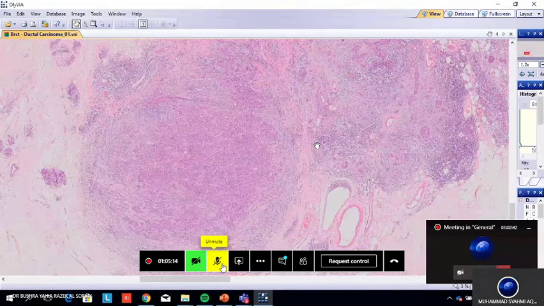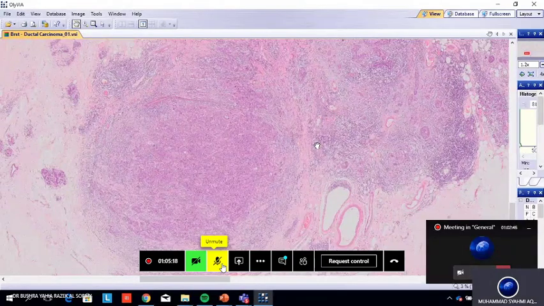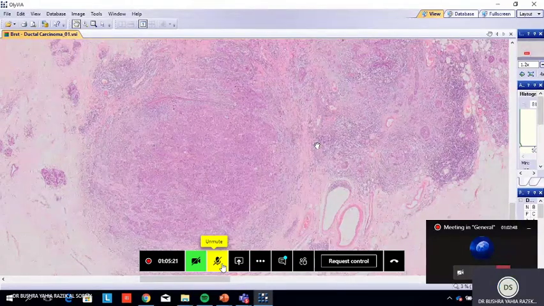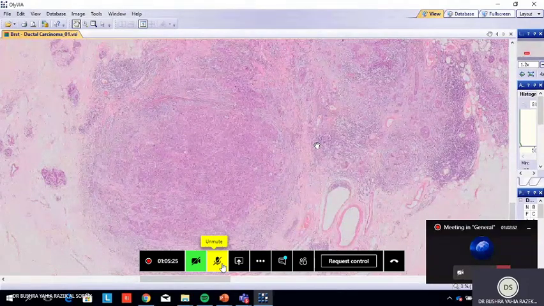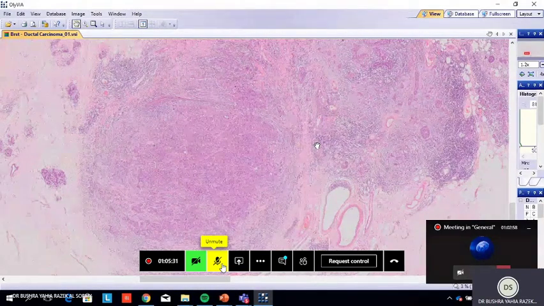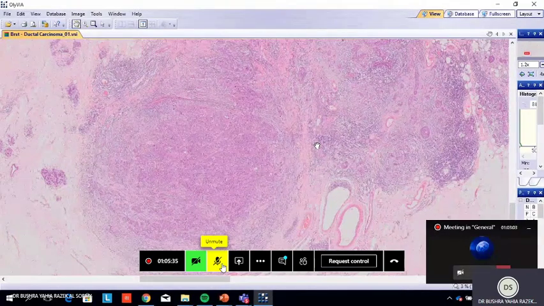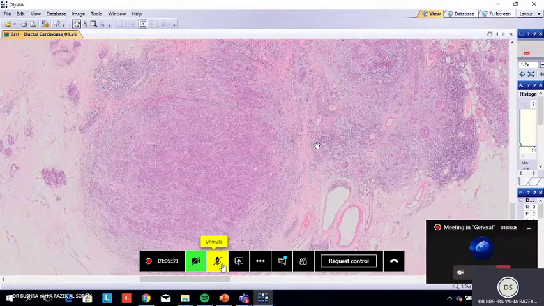Doctor, can you repeat what the condition was? Infiltrating ductal carcinoma of breast. But if I ask you what is your diagnosis, you will say infiltrating ductal carcinoma grade 3 or poorly differentiated. But usually we say grade 3.